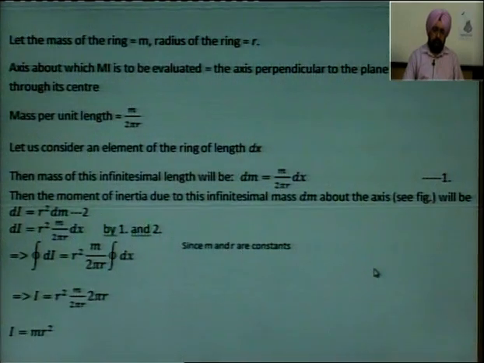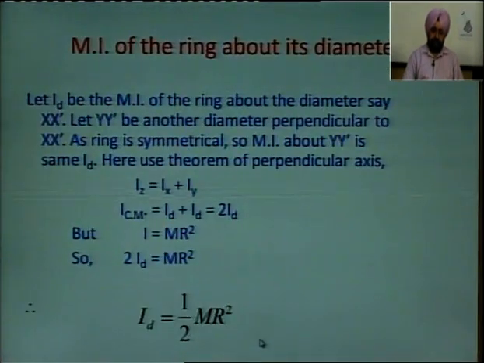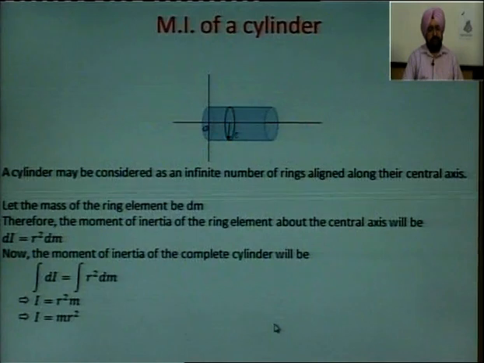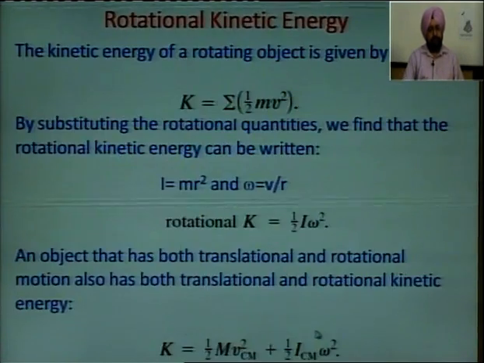Similarly, you can find out moment of inertia of a ring, which will come out to be MR square, and through the diameter it is half MR square. You do not have to go into these details.